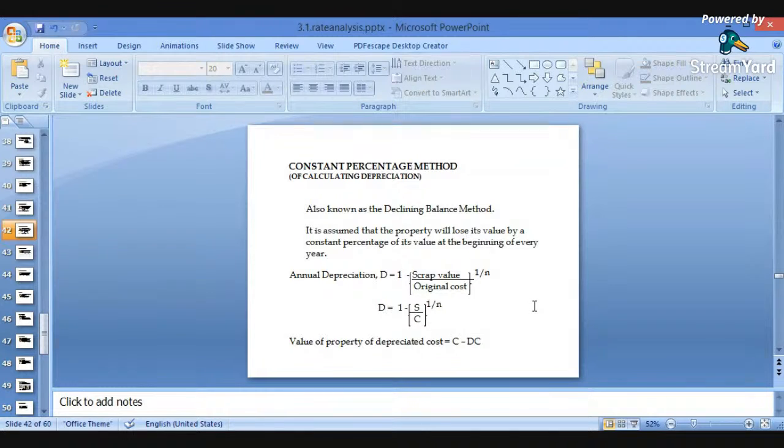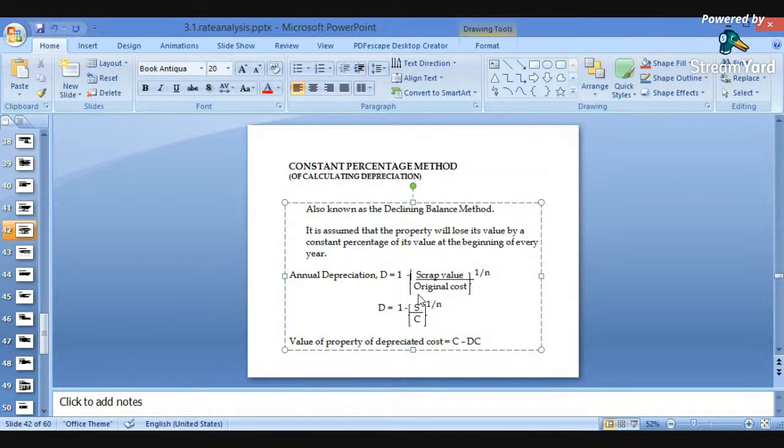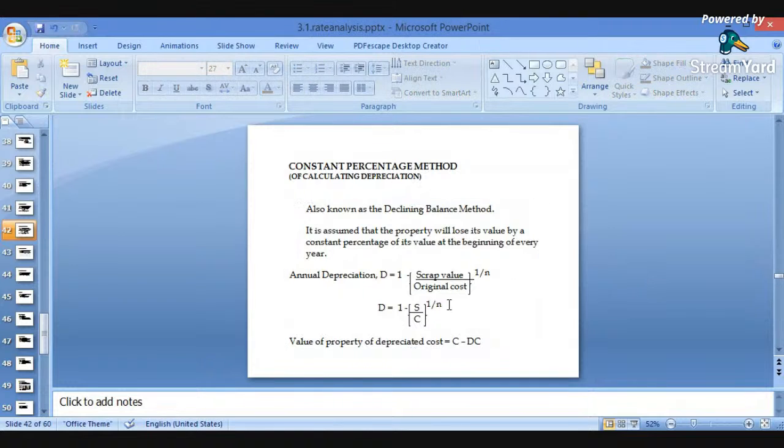So how do we find it by the constant percentage method? The annual depreciation, that is capital D, is equal to 1 minus (S divided by C) raised to 1 by n. Here S stands for the scrap value, C is the original value, and n is the number of years. The formula is 1 minus (scrap value divided by original value) raised to 1 by n.